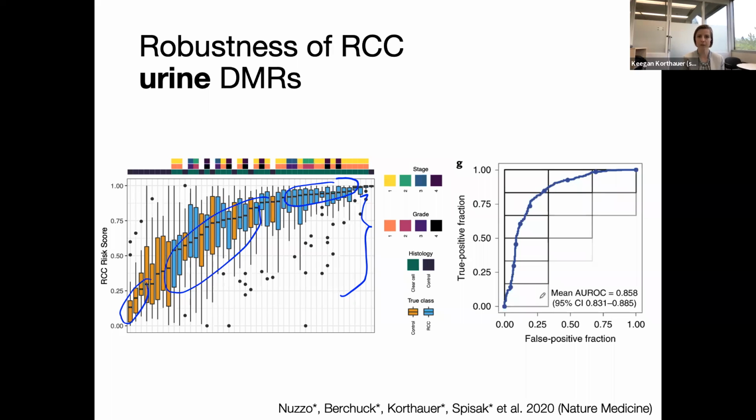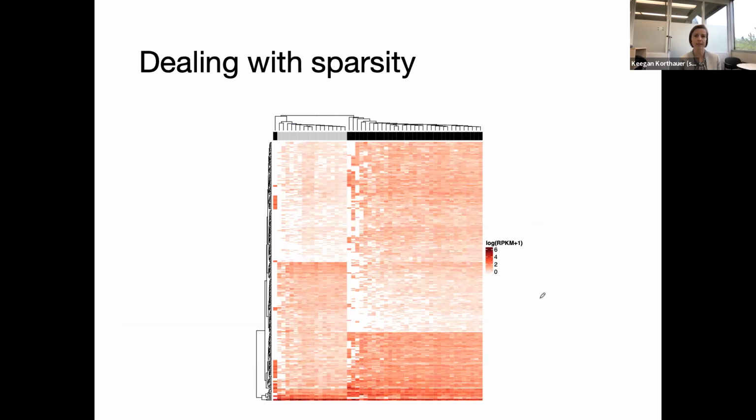And just to illustrate that, here's an example. This is from another cell-free MeDIP-seq study, which really highlights the issue of sparsity. So this is a heat map showing regions that are differential between two different groups. And I just want to highlight a handful of samples here. You can see that there's very few regions with coverage in these handful of samples.